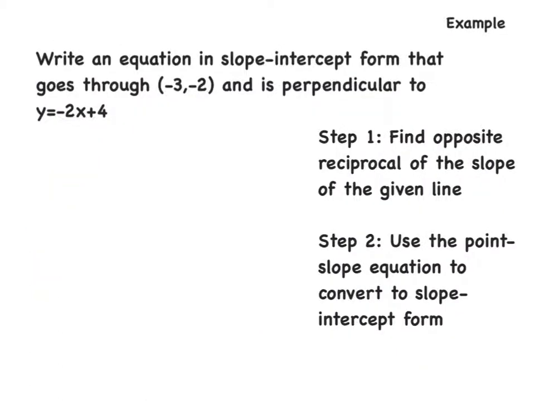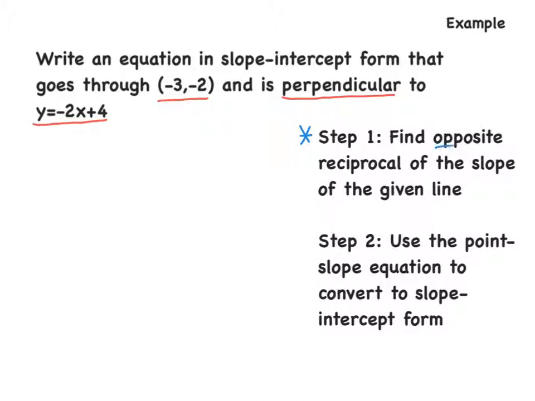So we have an example here. We need to write an equation in slope-intercept form that goes through the point -3, 2 and is perpendicular to y is equal to -2x plus 4. Underline the important information. We need to go through this point. It needs to be perpendicular. It needs to be perpendicular to y equals -2x plus 4. Now we have a couple steps, sort of like parallel, but there's one big important step.